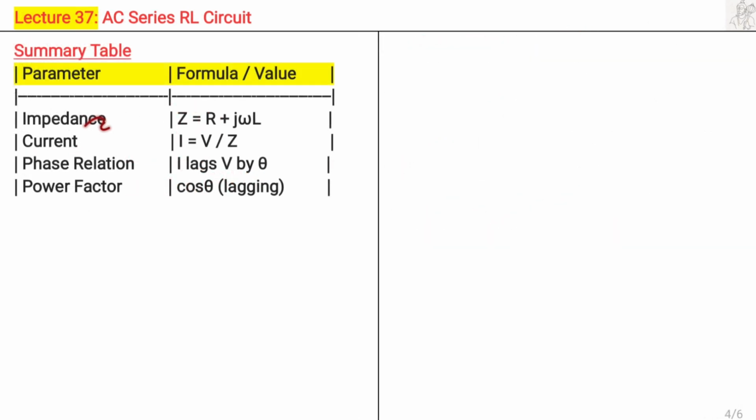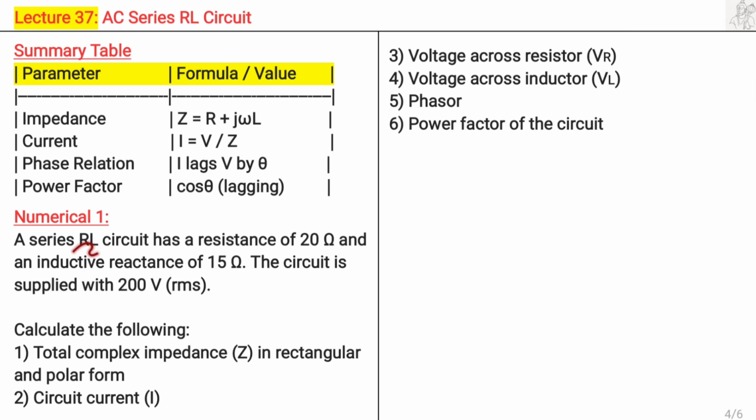So let's summarize the concept. So impedance value for an RL circuit is simply R plus J omega L. The value of current is simply I equal V by Z. The phase relation is that current lags the voltage by angle theta, and the power factor is cos of theta, and since current is lagging, therefore power factor is said to be lagging in nature. Now let's solve this numerical to understand the concepts further.